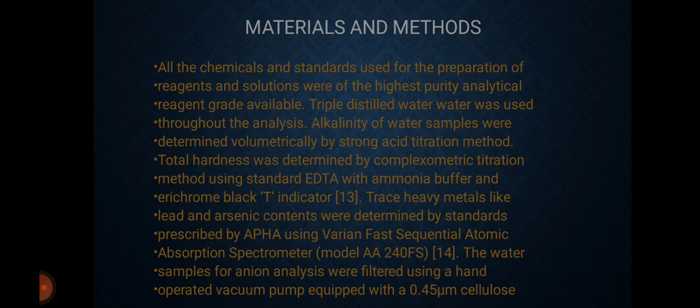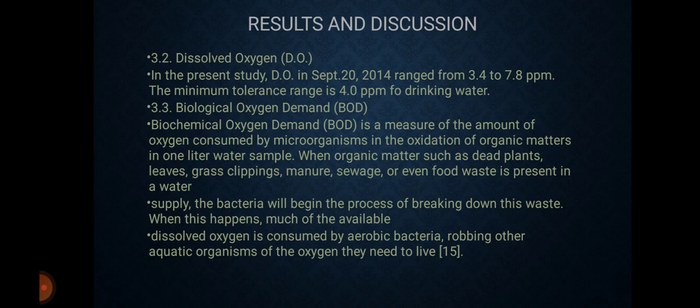Trace heavy metals like lead and arsenic contents were determined by standards prescribed by APHA using a Varian fast sequential atomic absorption spectrometer. The water samples for anion analysis were filtered using a vacuum pump equipped with a 0.45 μm cellulose filter. Results and discussion. Dissolved oxygen. In the present study, DO in September 2014 ranges from 3.4 to 7.8 ppm. The minimum tolerance range is 0.4 ppm for drinking water.